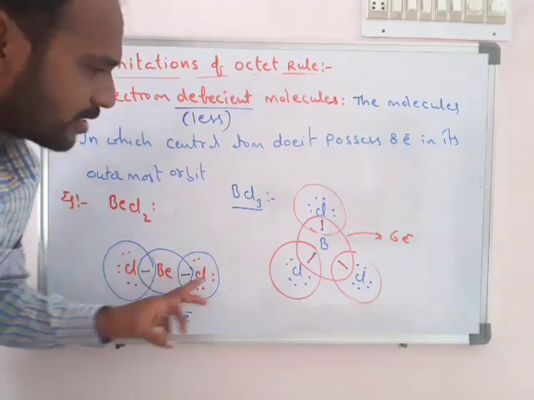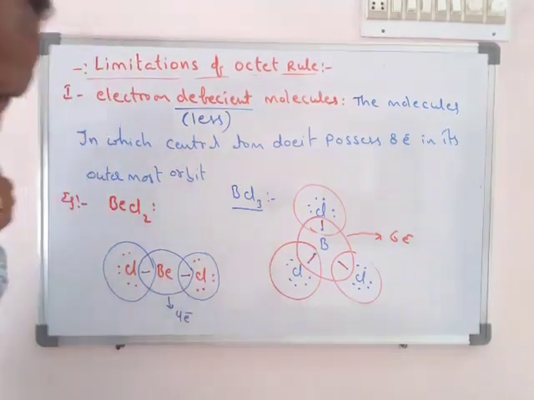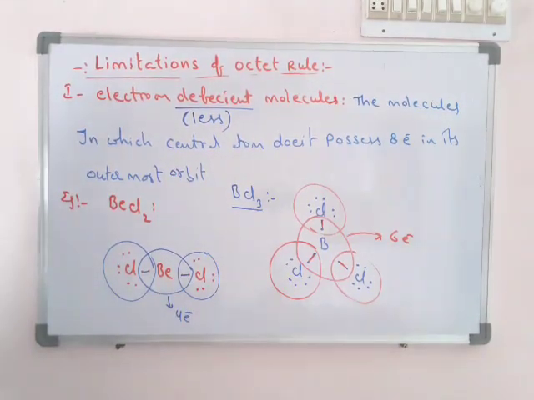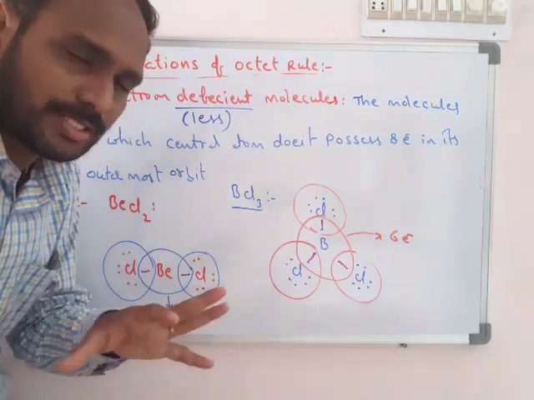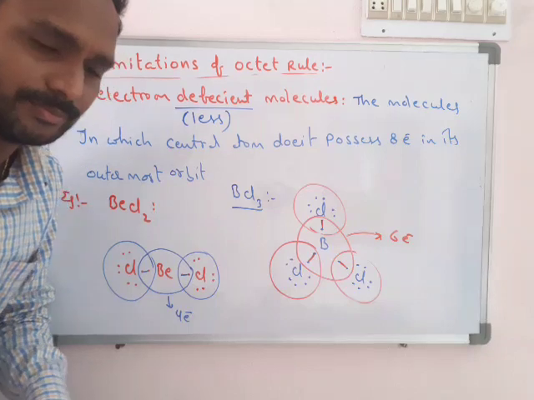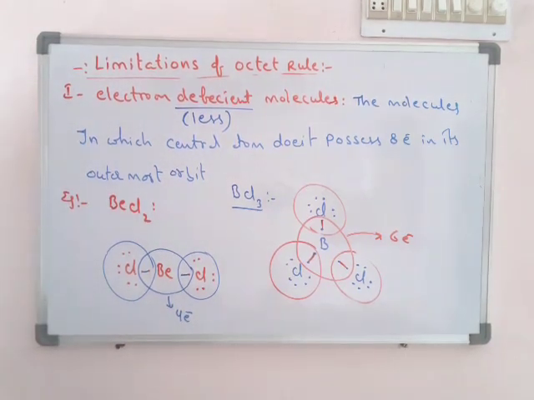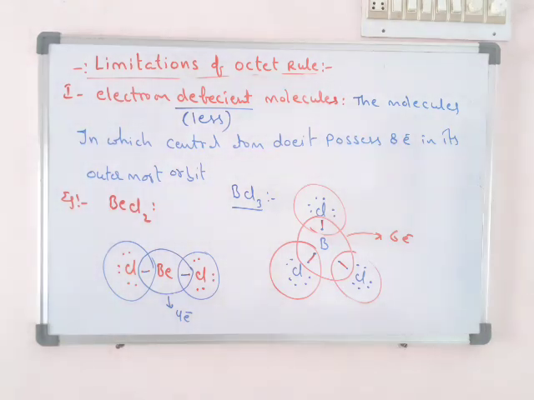Okay, generally boron, generally second period elements show this type of deviation. Okay, you can guess some more examples also. Now we see the second type of deviation from octet rule.